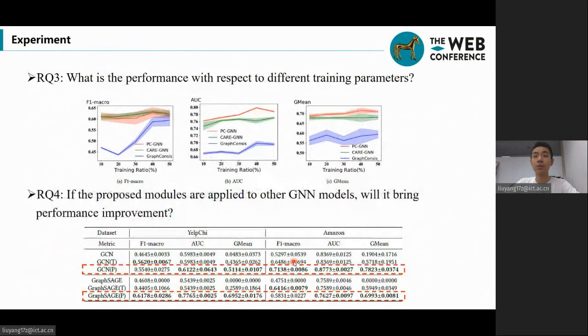As for research question three, we vary the training ratio from 10% to 50%. Compared with the two strongest baselines, PCGNN achieved the most stable performance with respect to the parameter. For the last research question, we equip the traditional graph neural network models, GCN and GraphSage, with a pick process and get the results GCN-P and GraphSage-P. GCN-T is the threshold moving result. Since the pick-enhanced models get the best performance, this indicates that our model could improve traditional graph neural networks in the imbalanced classification task.